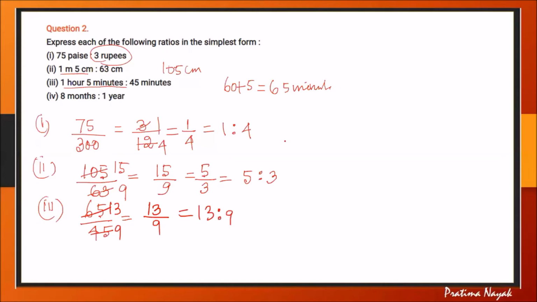Now part 4 is 8 months and 1 year. I'll write 1 year as 12 months. So 8 by 12, how much will it be? I'll cancel with 4: 2 times 4, 3 times 4. So this is 2 is to 3.